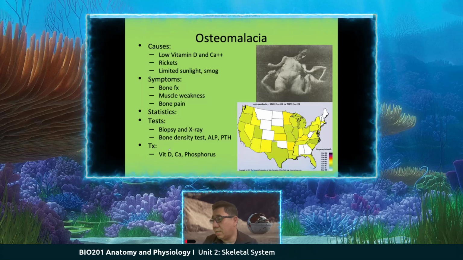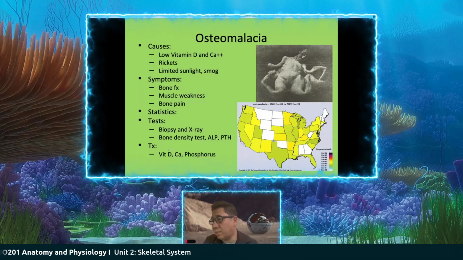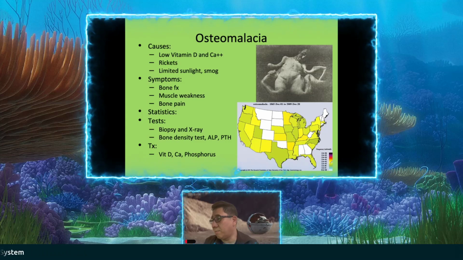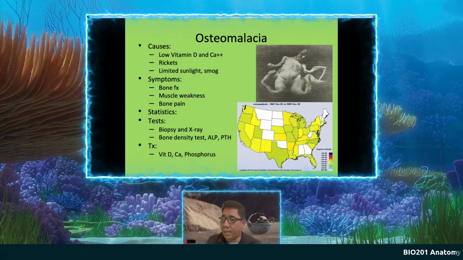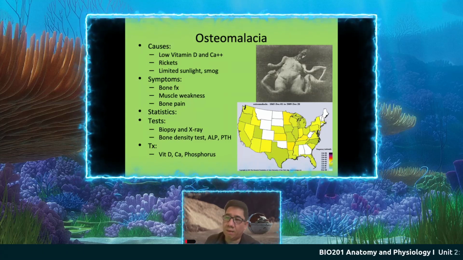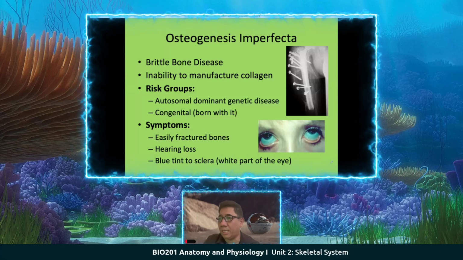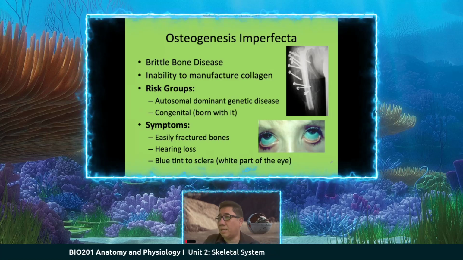You can see here that in Arizona, we are in the yellow stage, meaning that we can be at risk of having osteomalacia because people don't get enough vitamin D from the sun.